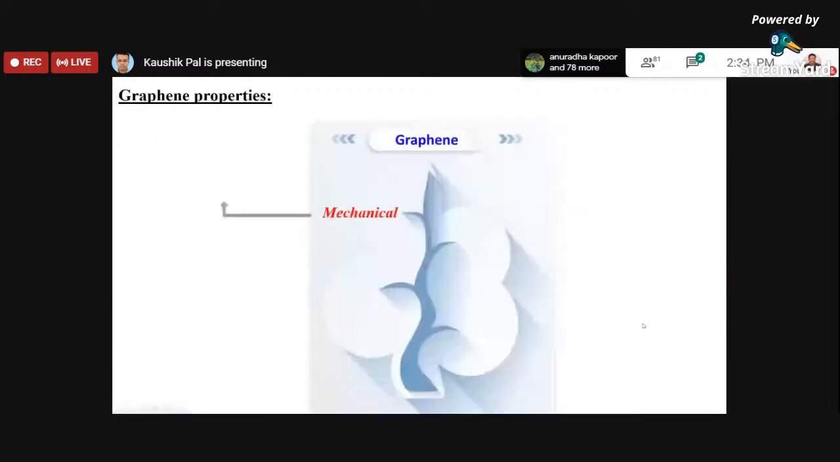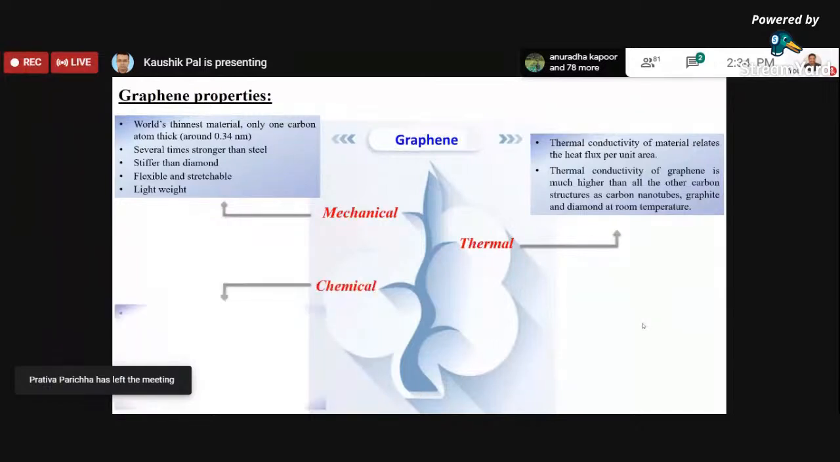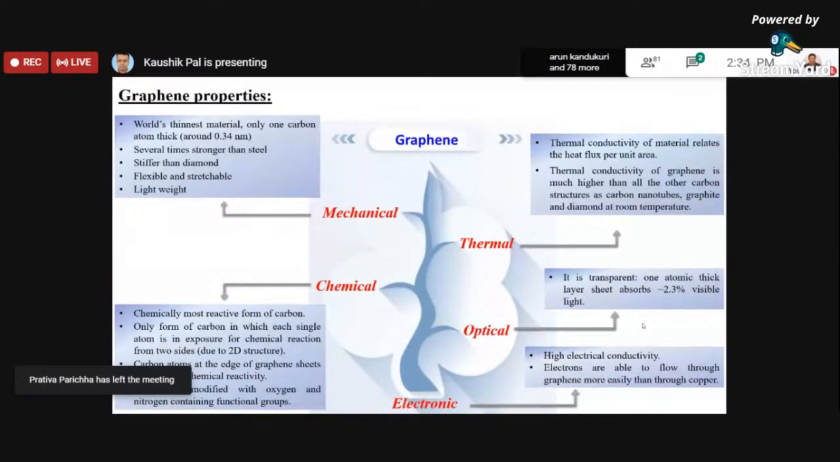So now, graphene properties. Basically, why are we using graphene? Because it shows very, very good properties. First, the mechanical properties: it is the thinnest material, only one carbon atom thick, around 0.34 nanometer. For one sheet thickness, it is several times stronger than steel at that particular thickness, stiffer than diamond, flexible, stretchable, and lightweight. That's why people are using graphene for mechanical purposes.